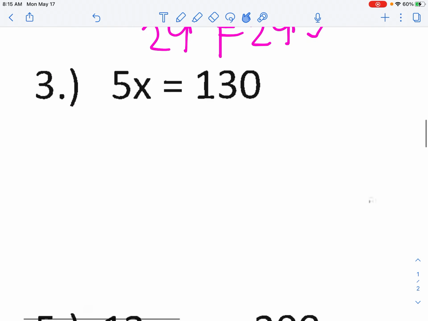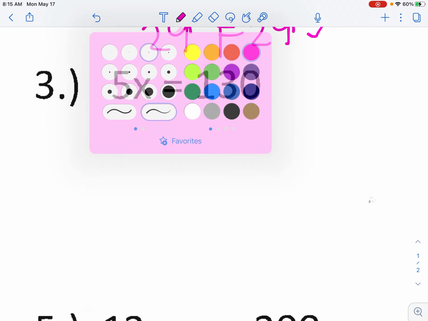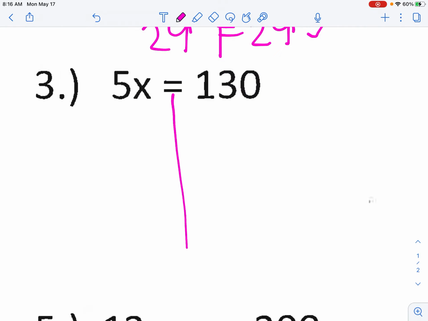Number 3. Now this is multiplication. How do we know that? Because we know that anytime you have a number sitting right beside a variable, it means multiplication. So this equation is asking 5 times what equals 130. Remember, we're trying to get the x all by itself.